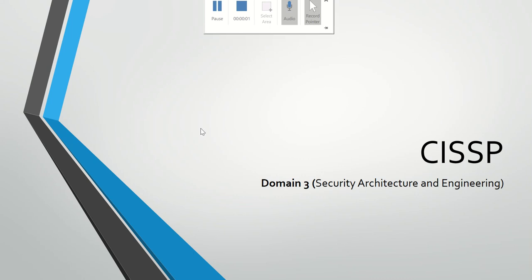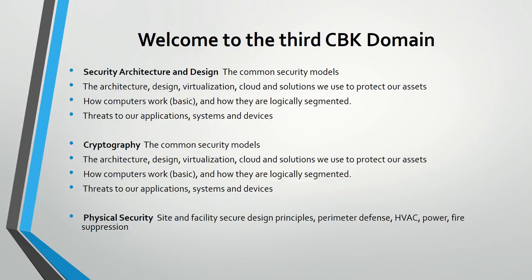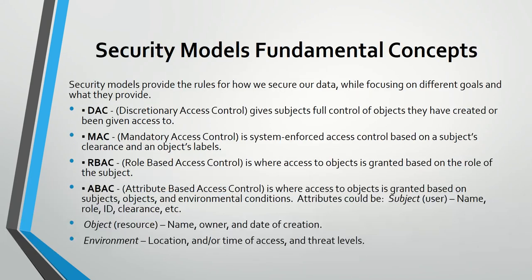Hi viewers, in today's video we will look at CISSP Domain 3. Domain 3 is security architecture and engineering. In this domain we will look at different security models, the architecture, design, virtualization, cloud and solutions we use to protect our assets. We also look at how computers work and how they are logically segmented, threats to our application, system and devices, cryptography and physical security.